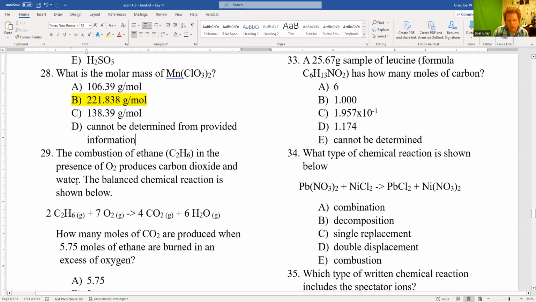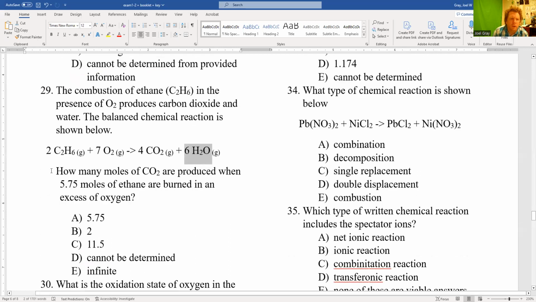Okay, the next question reads, the combustion of ethane, C2H6, in the presence of O2 produces carbon dioxide and water. The balanced chemical reaction is shown below. We have 2 moles of C2H6 reacts with 7 moles of O2 to produce 4 moles of CO2 and 6 moles of H2O. Okay, there's our balanced chemical reaction. Now the question is, how many moles of CO2 are produced when 5.75 moles of ethane are burned in excess of oxygen? Okay, now this is asking about molar ratios.